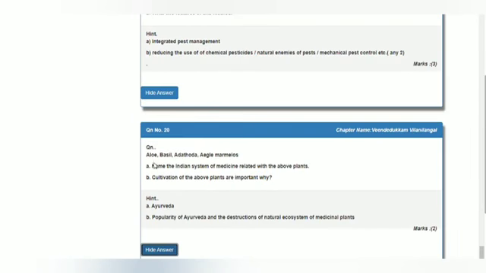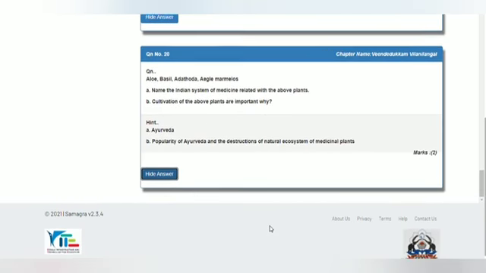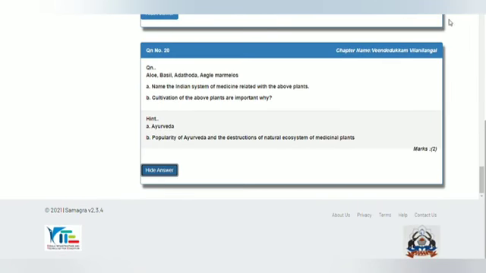20th question. Aloe, basil, adathoda, angela, marmelosa. Name the Indian system of medicine related with the above plants. It is Ayurveda. Cultivation of the above plants is important. Why? Popularity of Ayurveda and destruction of the natural ecosystem of medicinal plants.